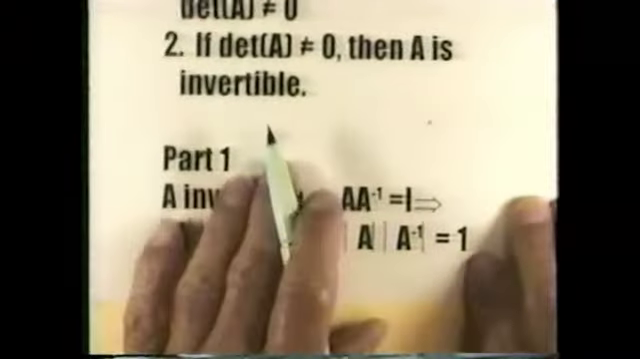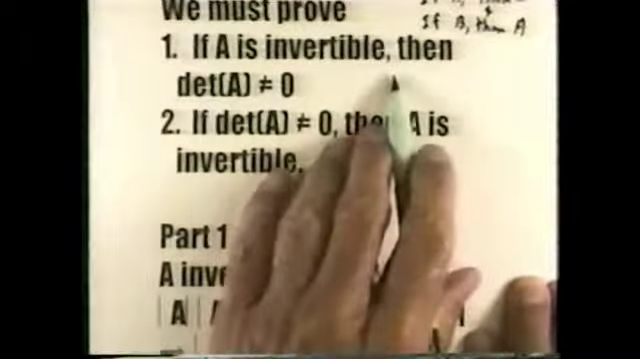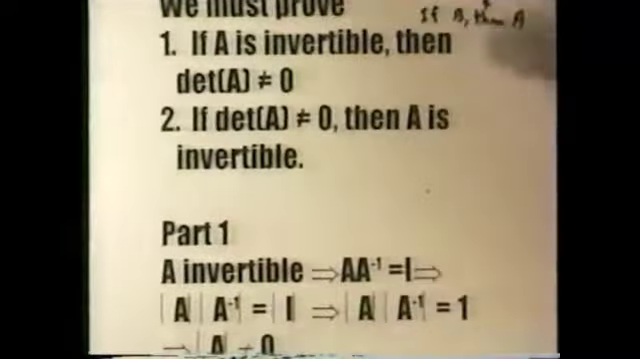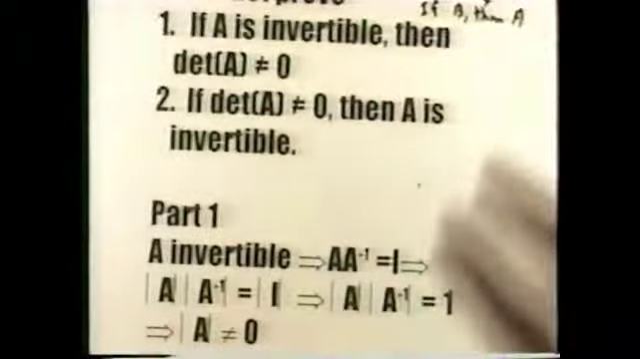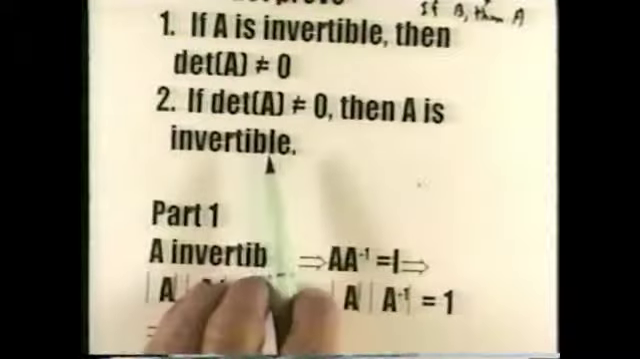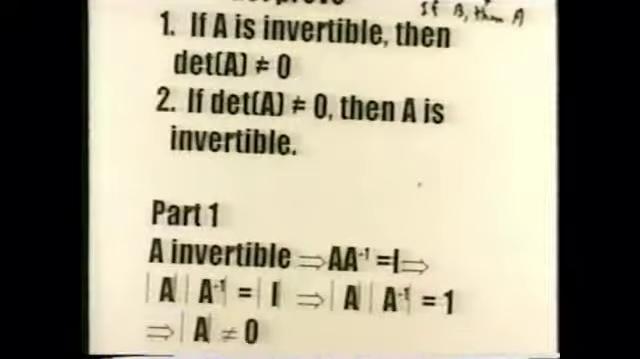So that proves the first one. If A is invertible, then the determinant of A is not 0. Now we're going to prove the second one. If the determinant of A is not 0, then A is invertible.